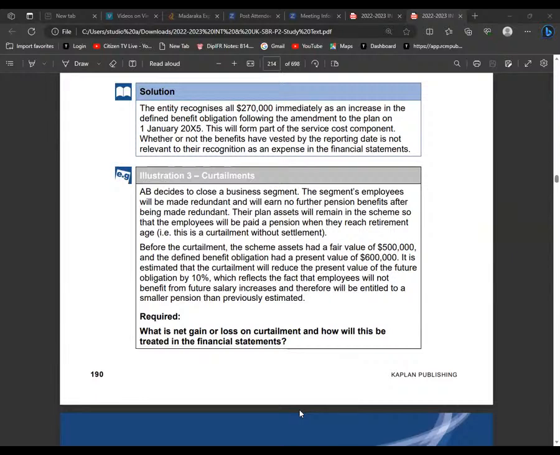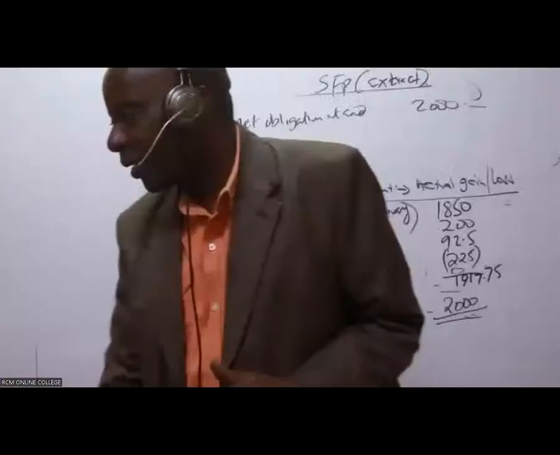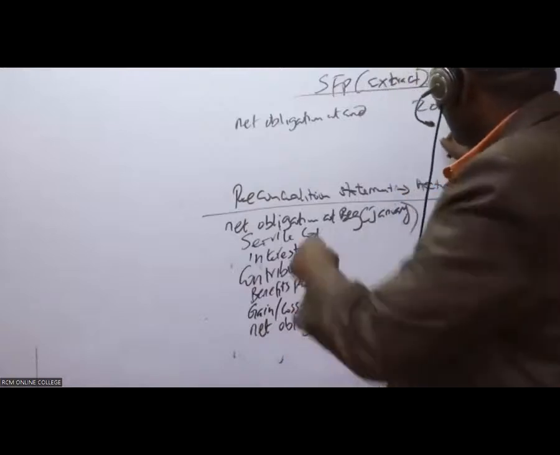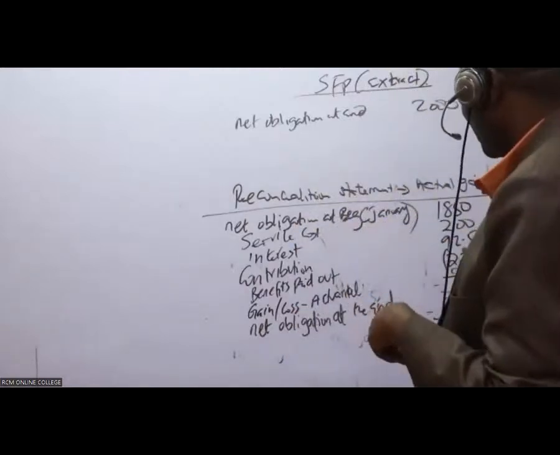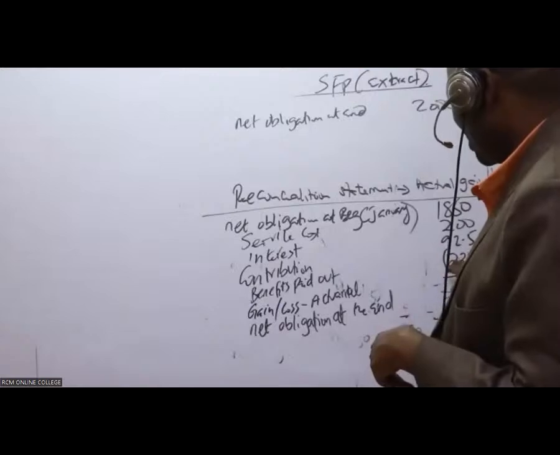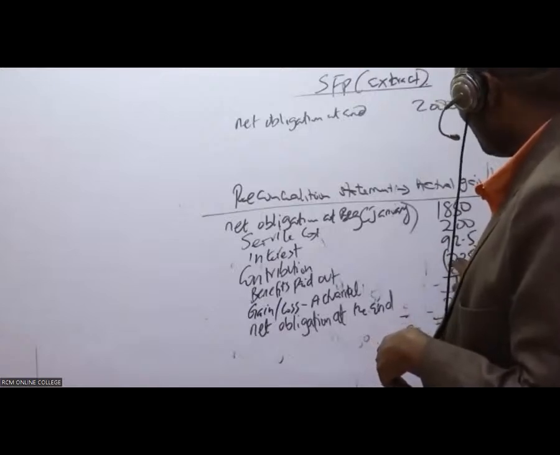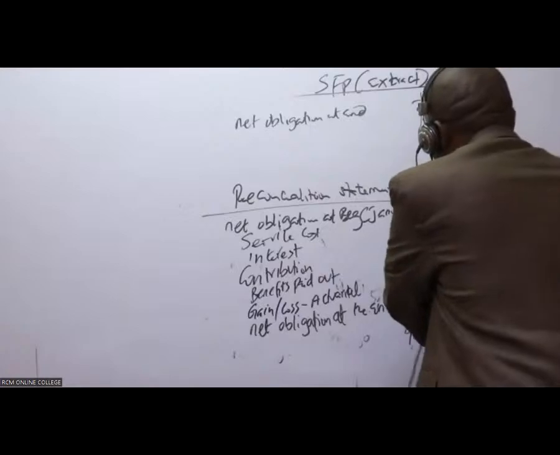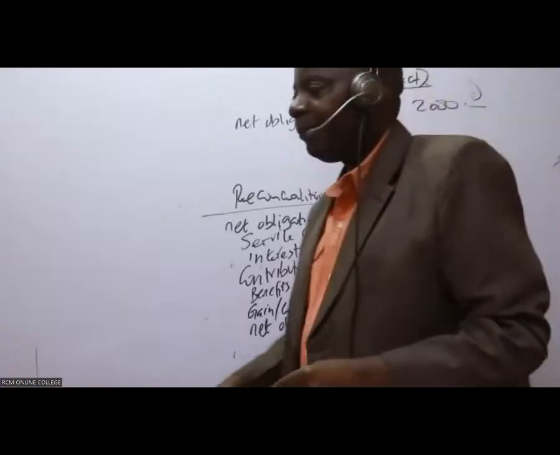Contribution, no. Because the obligation is given at the end. That obligation given at the end has already been adjusted. If I just explain here, you see this figure here, I can't come and subtract the contribution here, because already, to get this, we had subtracted.